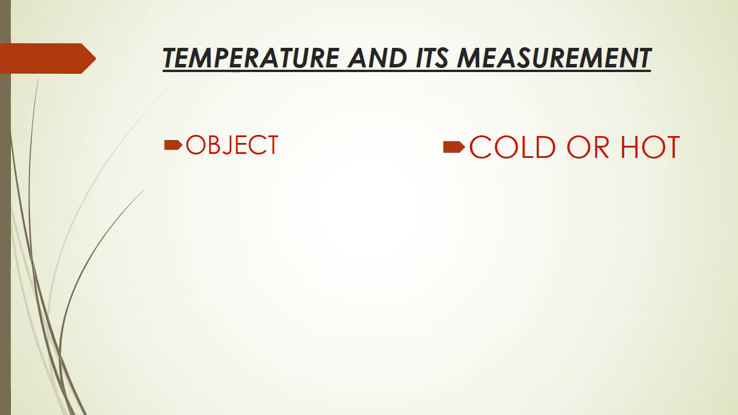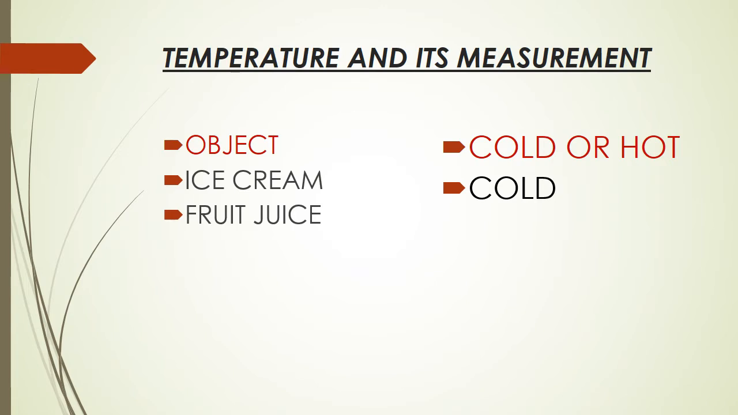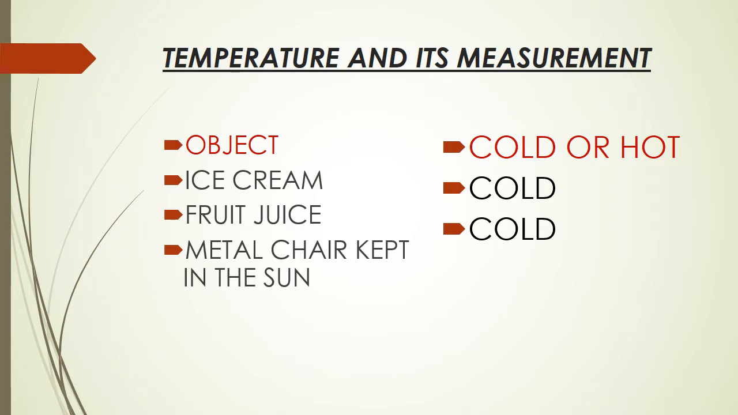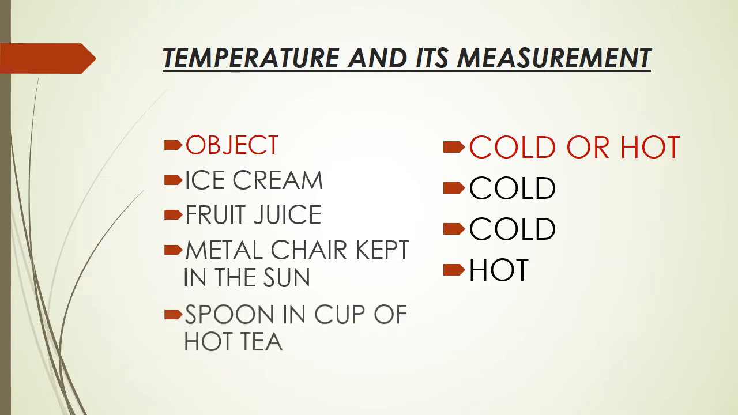So if you take any object, let us take an ice cream. Do you feel cold or hot? Ultimately you will definitely say it is cold, isn't it? Next, if you take a fruit juice which is kept in the refrigerator, what do you feel? You will feel cold. A metal chair kept under the sun, you feel it is very hot if you touch it. A spoon in a cup of hot tea is also very hot, isn't it? So something is there which tells you about coldness or hotness. Let us try to learn elaborately.